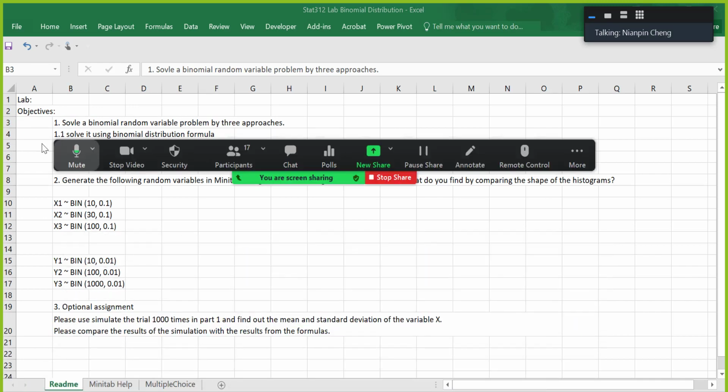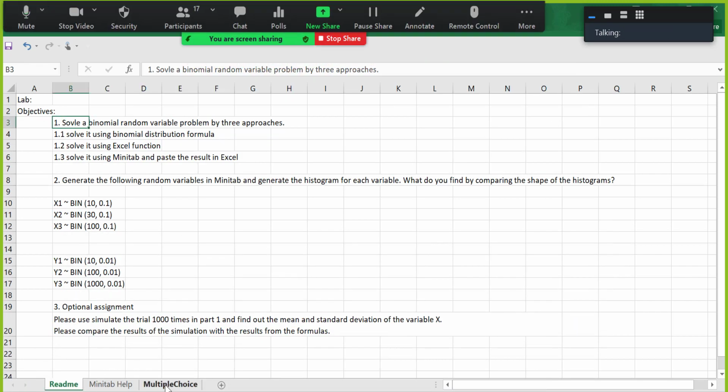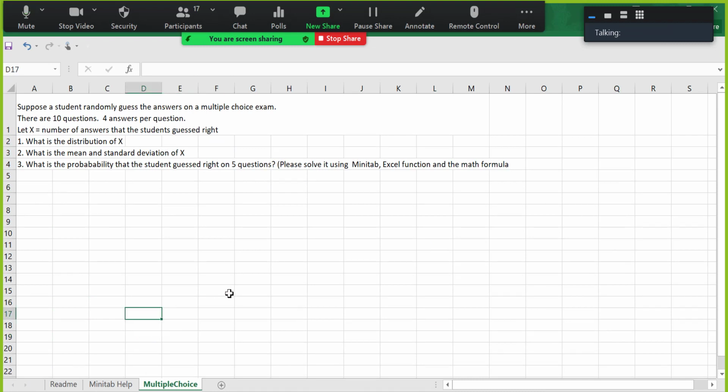Okay, so the first problem is a multiple choice problem. It's about guessing the answer to multiple choice questions. Suppose a student randomly guessed the answer on a multiple choice exam. So there are 10 questions, and for each question, 4 answers per question. If you randomly guess, what's the chance you guess it right? So it's 1 out of 4, right? And there are a total of 10 questions.